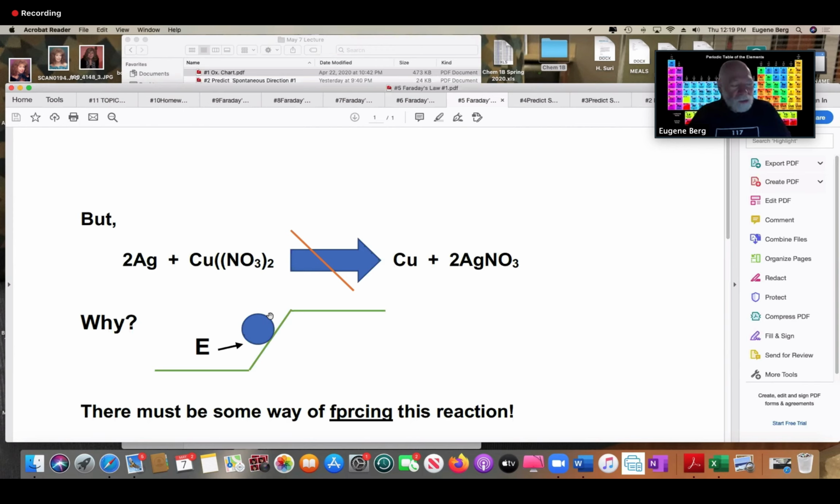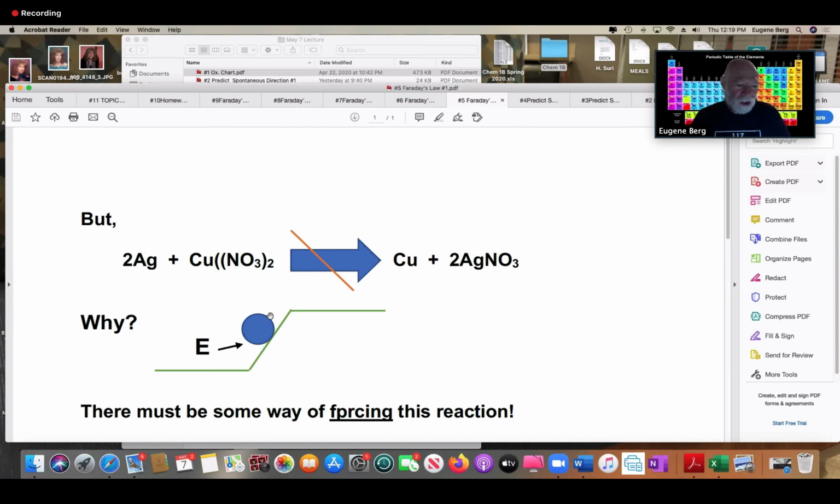Now, it's always bothered me in chemistry when we have that slash, because it says no, that reaction cannot take place. I like to be able to do everything in chemistry. So really what the slash means is the reaction will not occur on its own. It will not occur spontaneously.